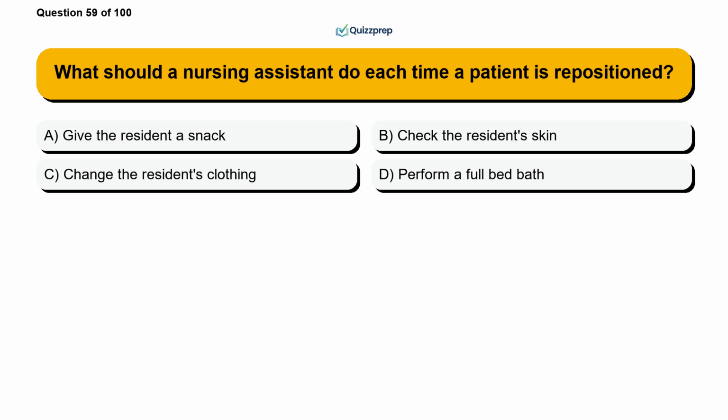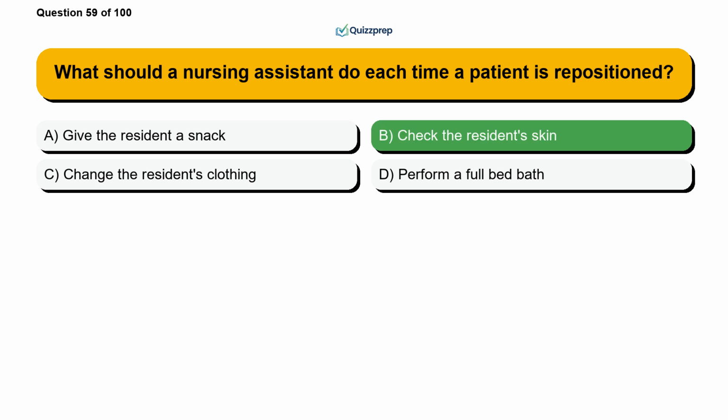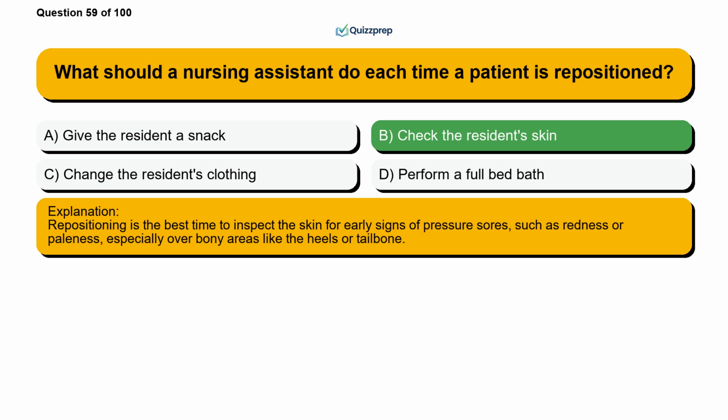Question 59. What should a nursing assistant do each time a patient is repositioned? Option A, give the resident a snack. Option B, check the resident's skin. Option C, change the resident's clothing. Option D, perform a full bed bath. The correct answer is option B, check the resident's skin. Repositioning is the best time to inspect the skin for early signs of pressure sores, such as redness or paleness, especially over bony areas like the heels or tailbone.